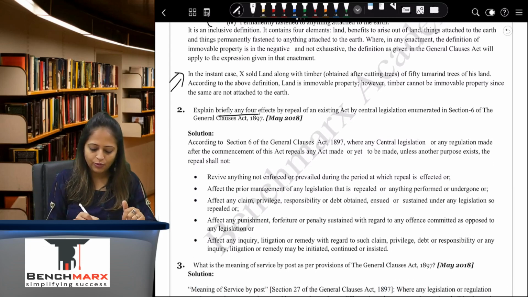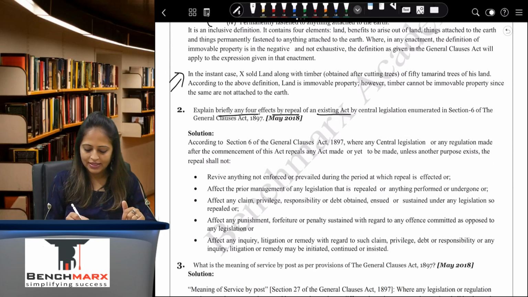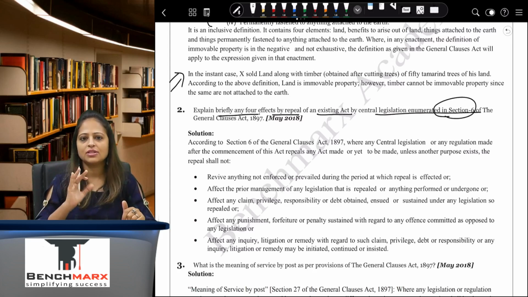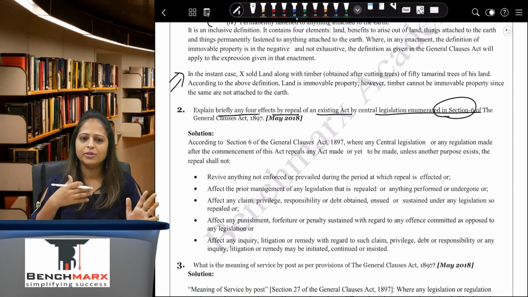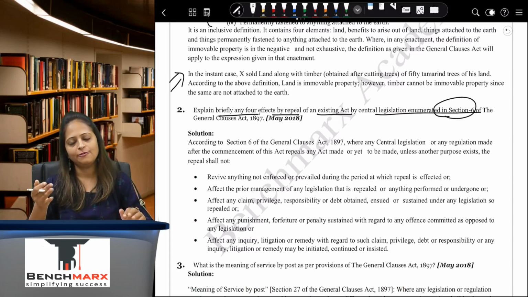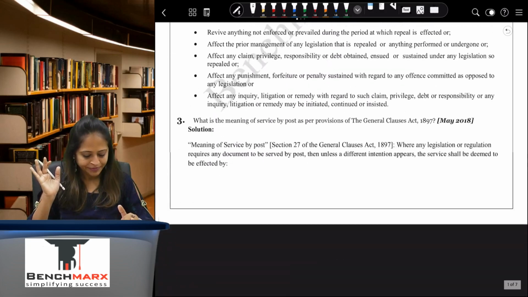Explain briefly any 4 effects of repeal of an existing act by central legislation under section 6. So in section 6 there are 5 criteria: any inquiry or litigation under the previous act, any right, liability or privilege obtained cannot be changed, and the punishments given in it will not be changed. Of those 5 points, you have to write any 4. If you remember all 5, you write all 5.